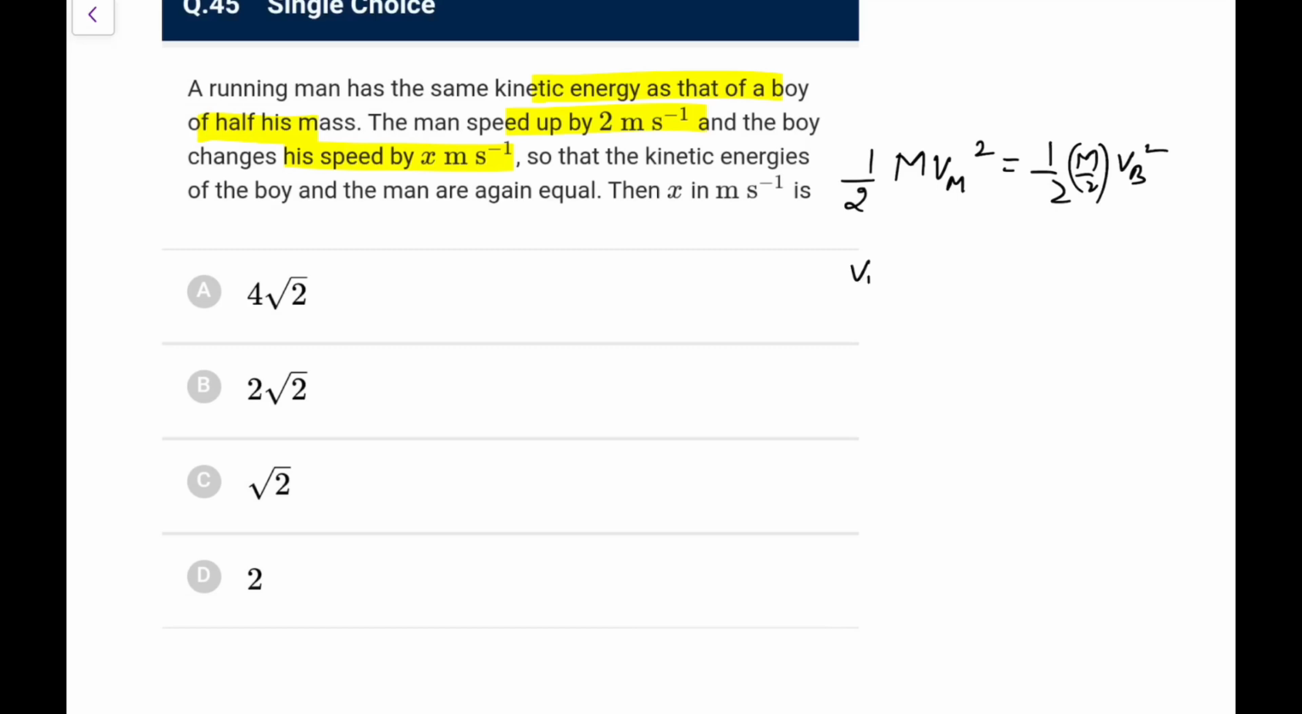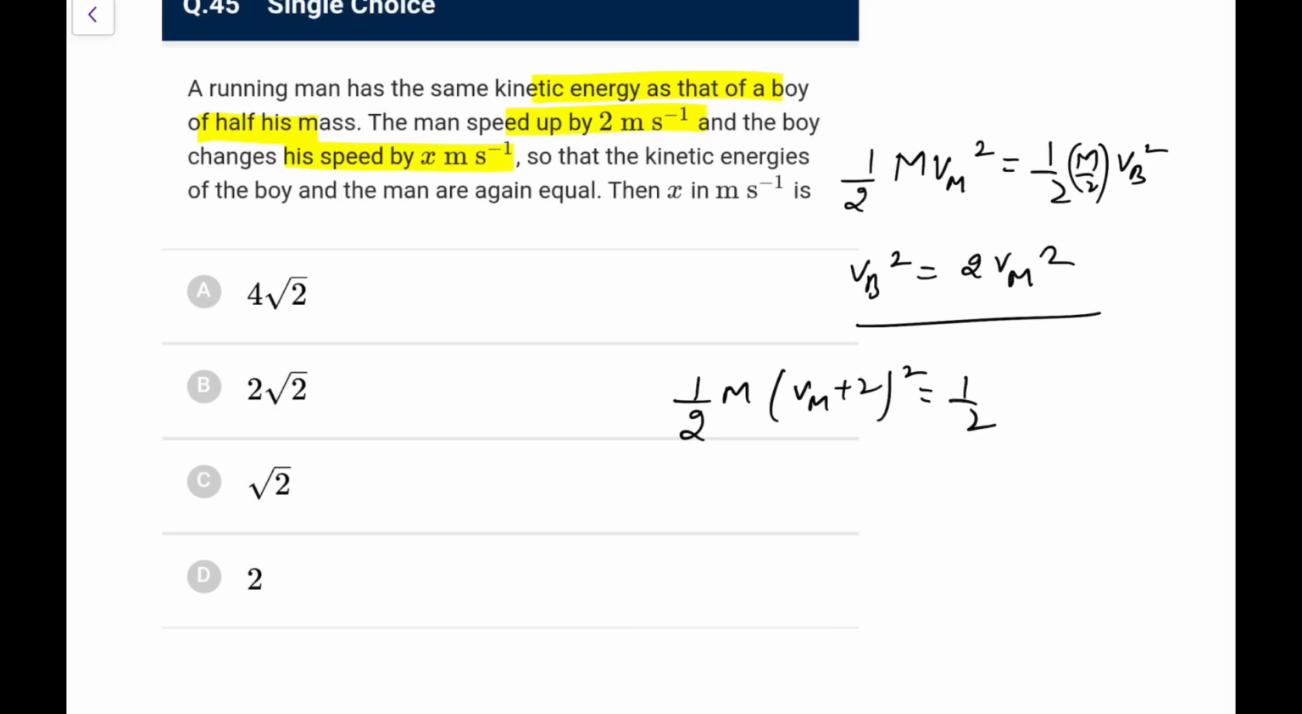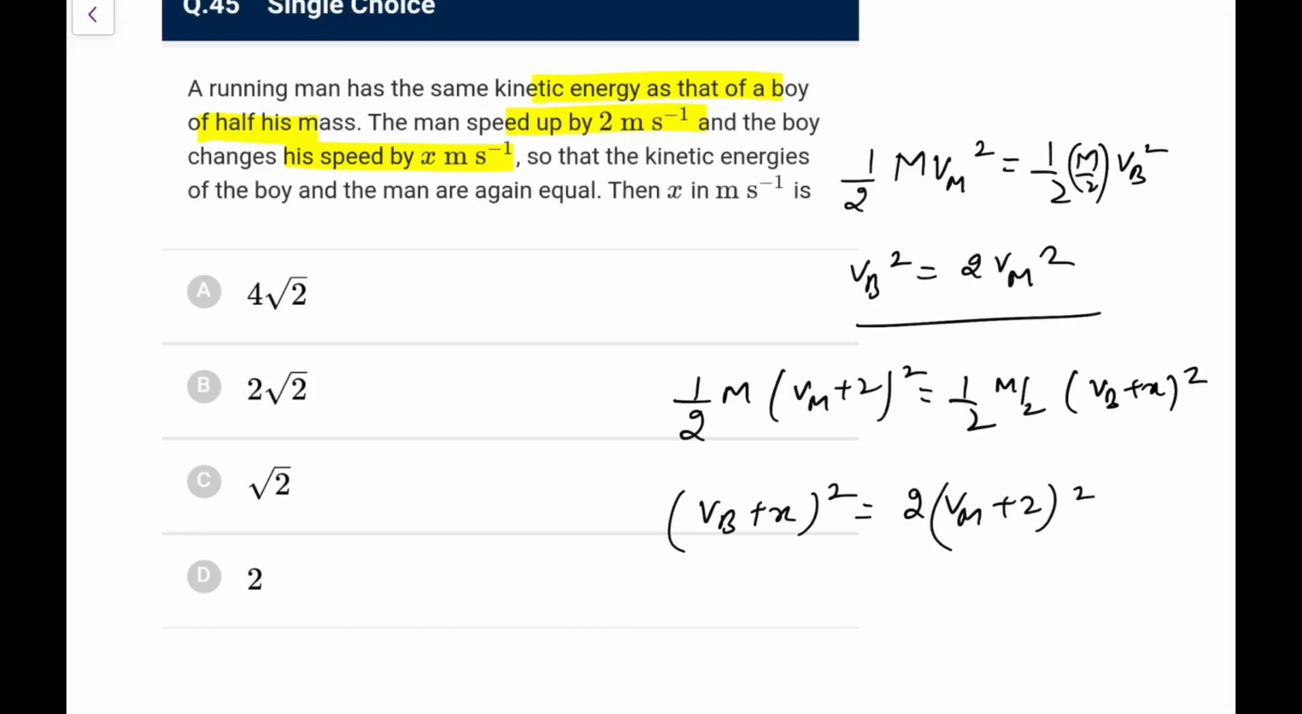So first of all, what we can say, v of boy square must be equal to 2 vm square. Now the man speeds up by 2, that is vm plus 2 whole square, and the boy changes by x, so vb plus x whole square, both are again equal. So again what you have, vb plus x whole square is equal to twice of vm plus 2 whole square. So now what would be the value of x in this particular case? Now how can you solve it?